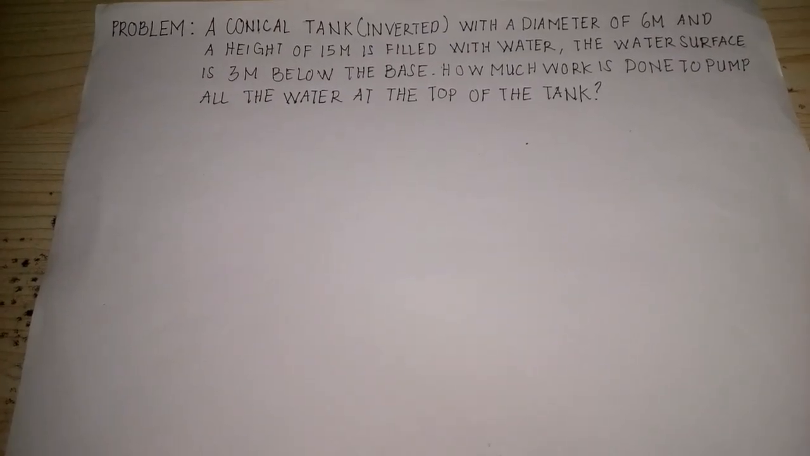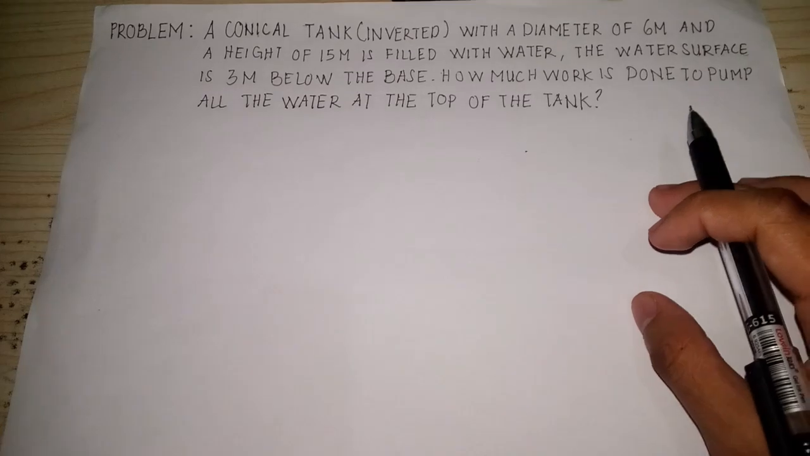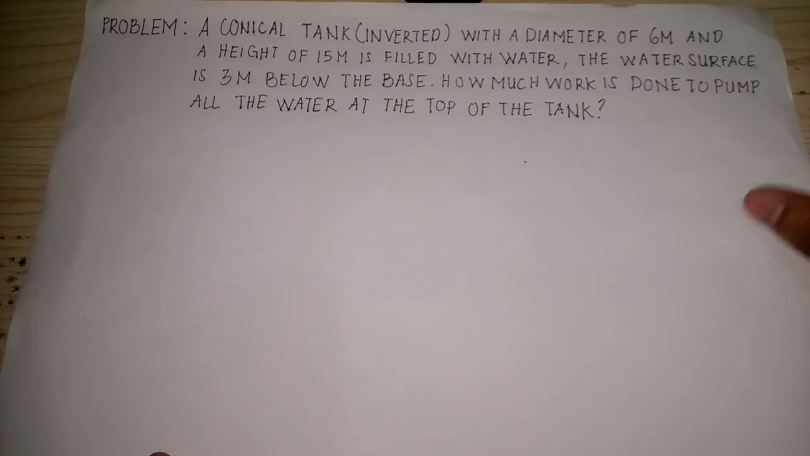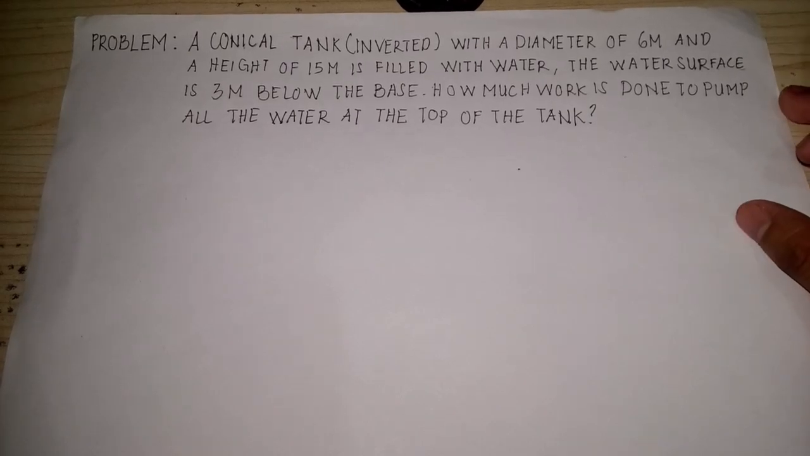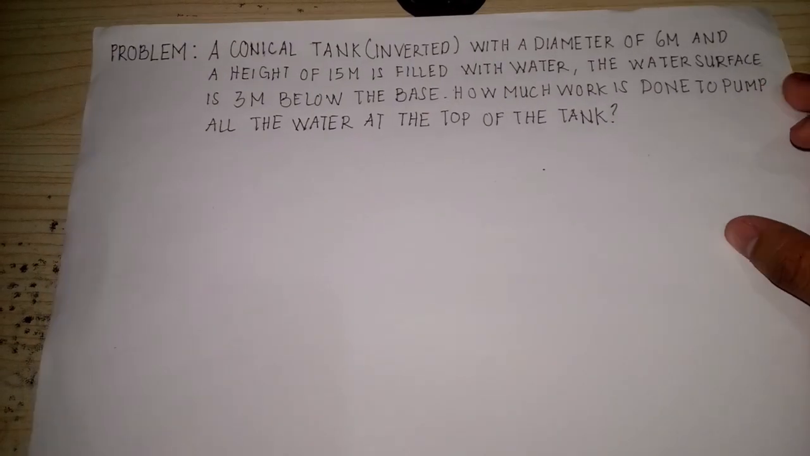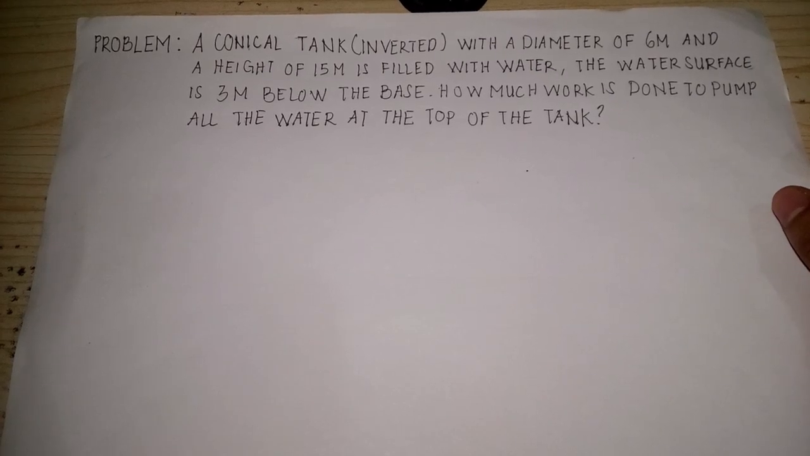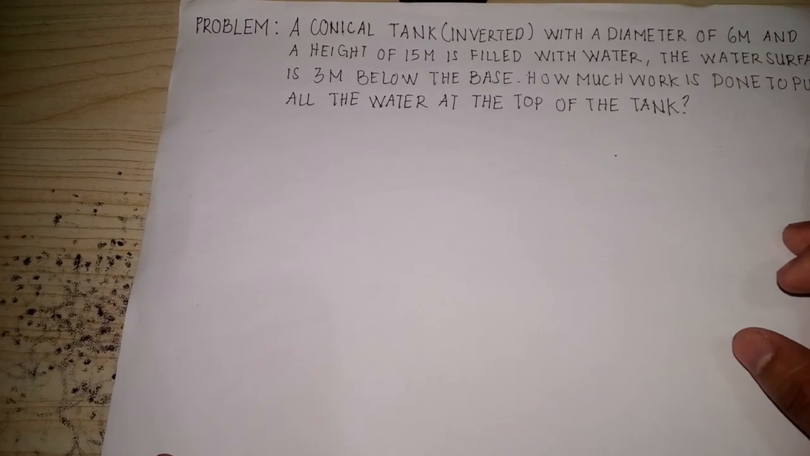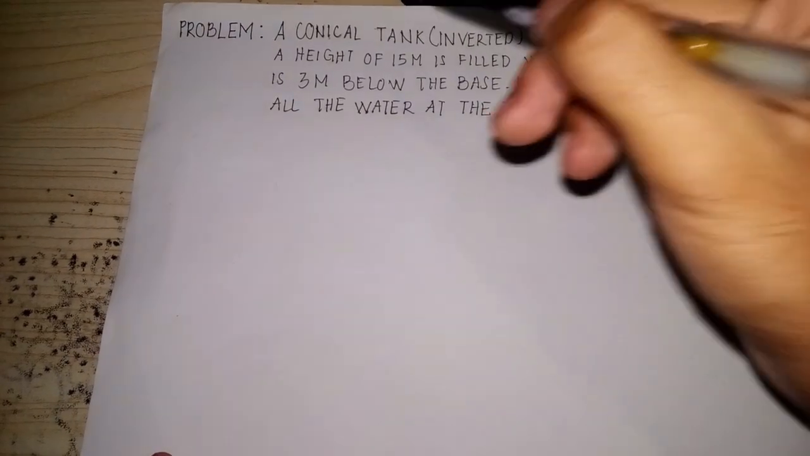So of course, we need to first of all read our problem. A conical tank, or this is an inverted conical tank with a diameter of 6 meters and a height of 15 meters is filled with water. The water surface is 3 meters below the base. How much work is done to pump all the water at the top of the tank? So we are solving for the work done to pump all the water at the top of that tank.